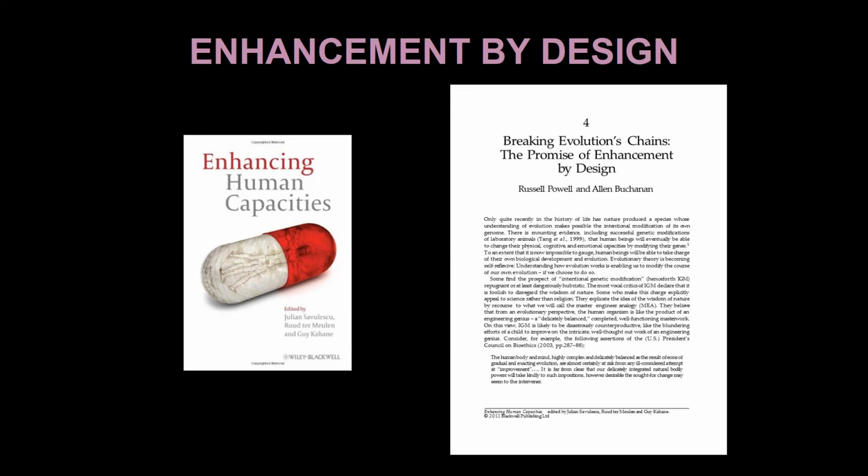And they go on with this, that there's something very important here. Evolutionary theory is becoming self-reflective, they say. Understanding how evolution works is enabling us to modify the course of our own evolution if we choose to do so. There's just some irony for you to think about in there.